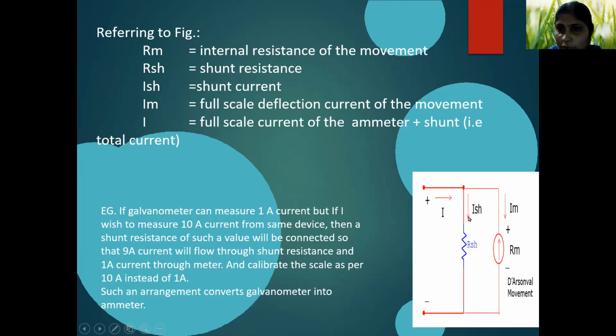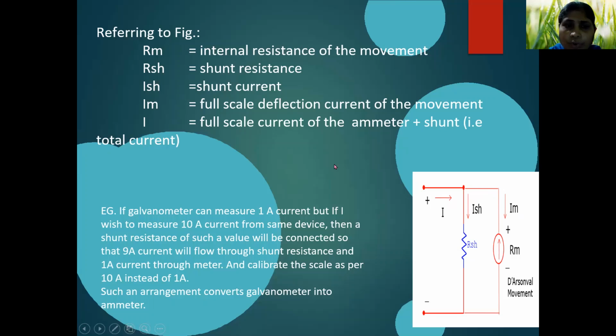This current is equal to shunt current and meter current. This I is flowing from this path, and this is having a parallel path after this. So this total current I is divided into ISH and IM. So I is equal to ISH plus IM. That is, total current is equal to shunt current plus meter current.